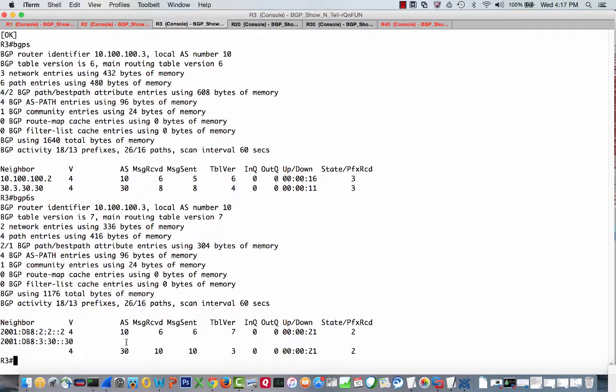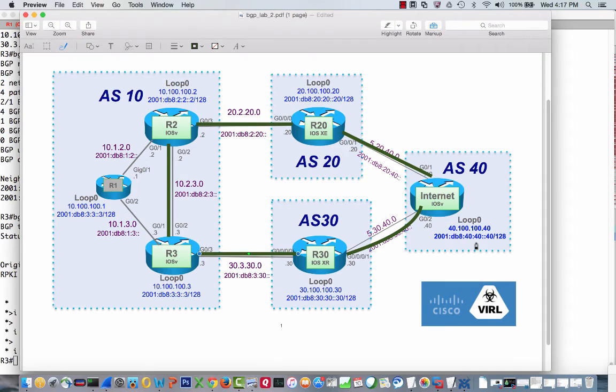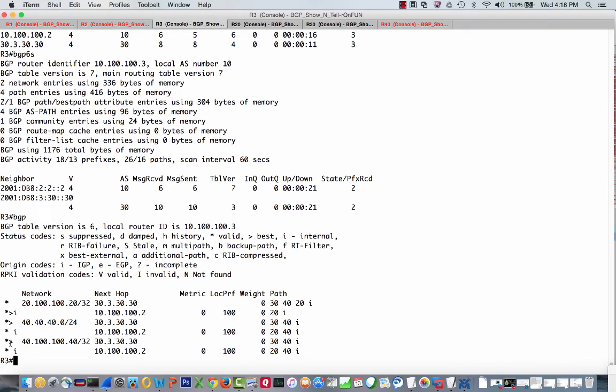So let's go ahead and see if they're in the routing table. So let's do a BGP. So again, what we're looking at is, let's look at the IPv4. So 40.100, 100.40 is actually getting advertised from here up to router 20, over to router 2, and then back down. The internet is from here to 30 and over here. So we're going to focus on 40, 100, 140.